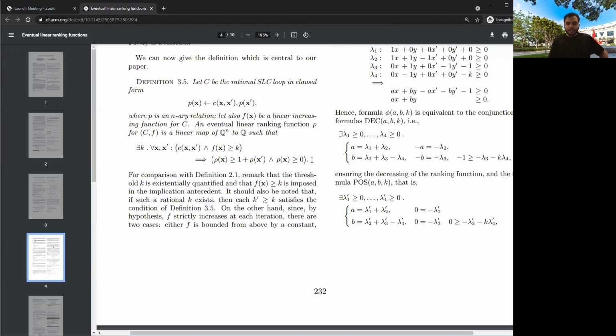But what's the bad case? The bad case is, of course, if the value of f does not increase enough to get to this threshold k. But f itself is an increasing function.